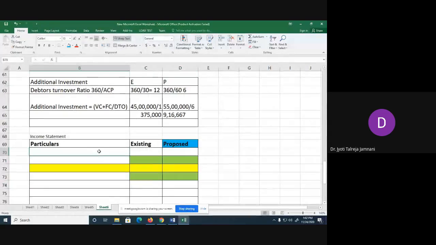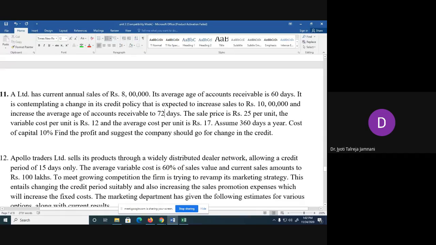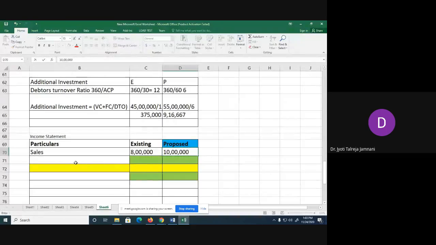Okay, first we'll take the sales, which is given as 8 lakh and 10 lakh. See here in the problem, its current annual sales is 8 lakh, and the increased sales will be 10 lakh. So 8 lakh and 10 lakh is what is given as sales. From this we minus the variable cost, so we write less variable cost.